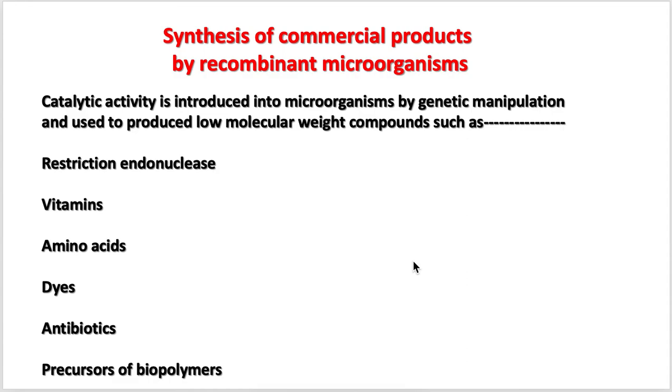This is lecture 10, and this lecture is about synthesis of commercial products by recombinant microorganisms. So we can introduce the catalytic activity into a microorganism by using genetic manipulation techniques, and thus make recombinant microorganisms. Then we can use these recombinant microorganisms to produce that product, such as restriction endonuclease, vitamins, amino acid, dyes, antibiotics, precursors of biopolymers, etc.